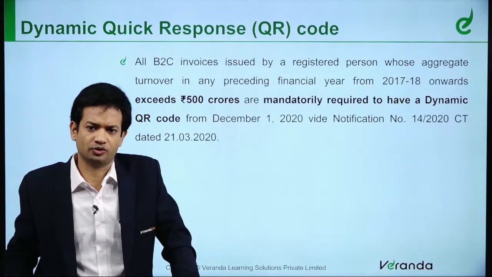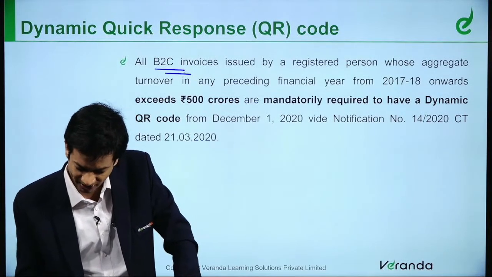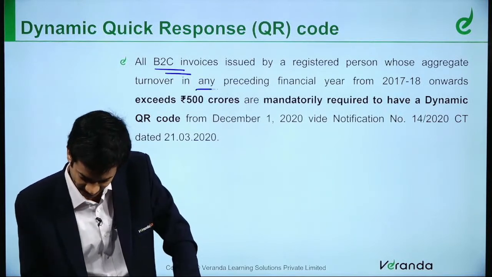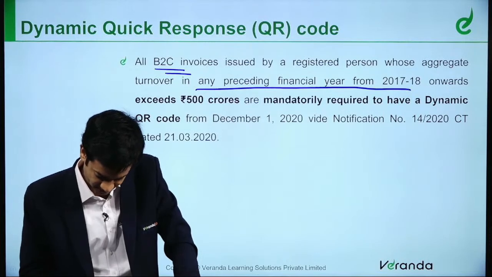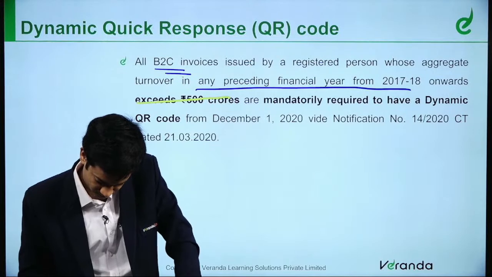Now coming to dynamic QR code. Now what is dynamic QR code? All B2C invoices issued by registered persons whose turnover in any preceding financial year, I repeat, any preceding financial year from 17-18 onwards, exceeded 500 crores.